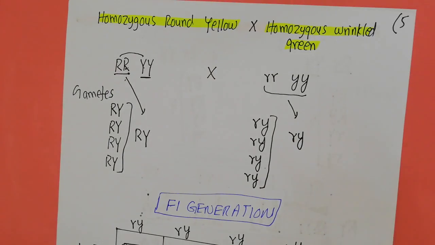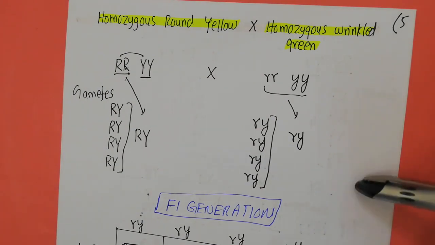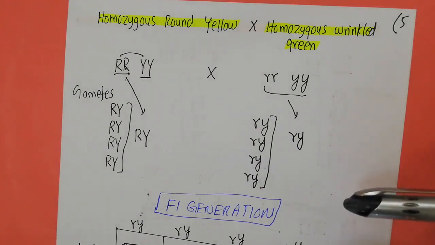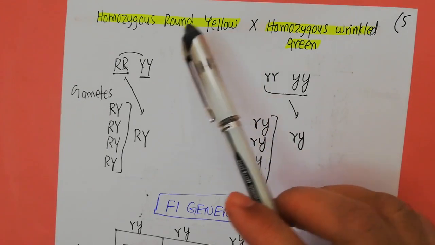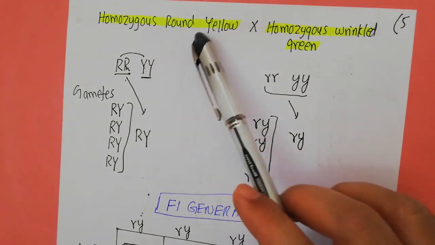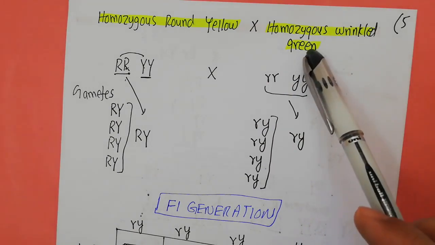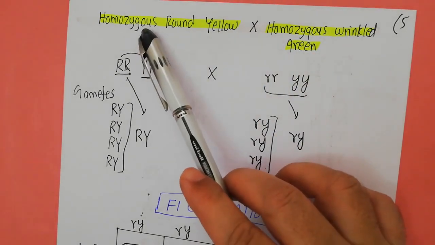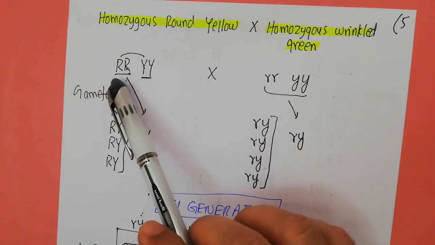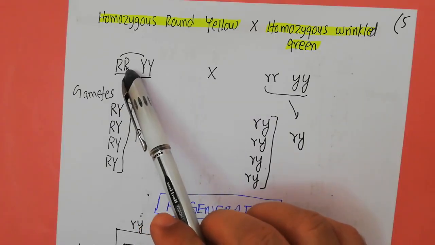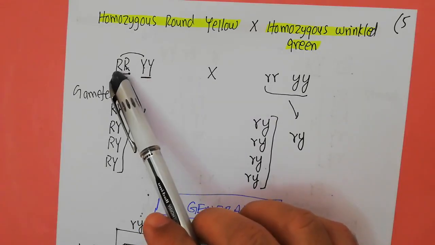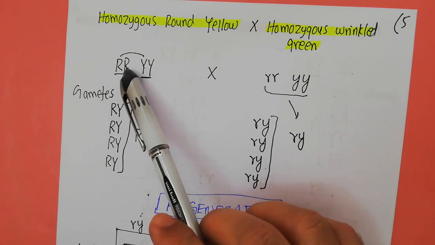cross, as I've told you, he actually worked with the true breeding varieties. So in the first stage of the dihybrid crosses, what he did was that he crossed the homozygous round yellow plant to a homozygous wrinkled green plant. If you talk about the homozygous round, that means that this capital R and capital R are identical to each other and they are homozygous in nature.